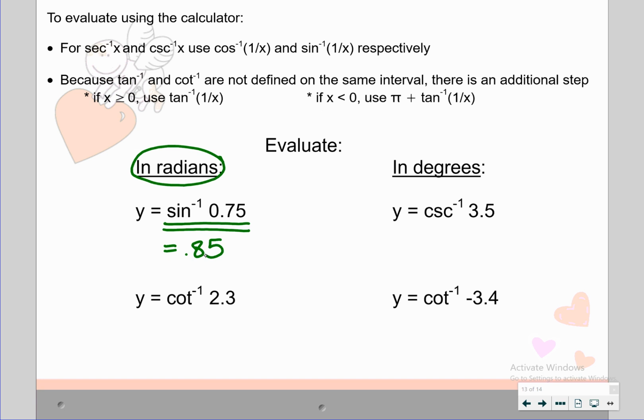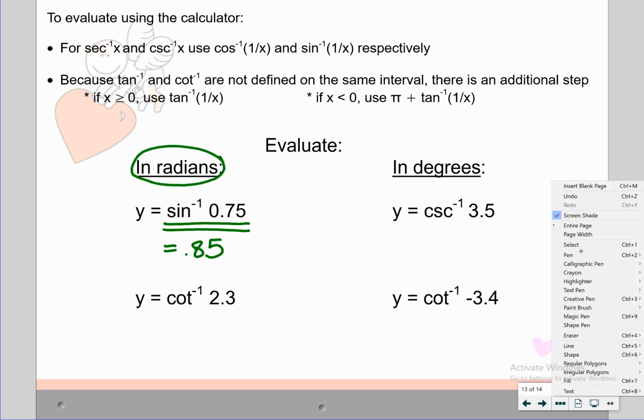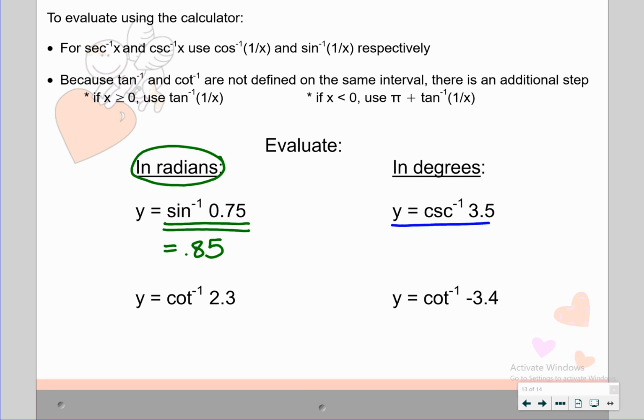Okay. Let's say I want an inverse. Let's go over to this one actually, because cotangent's special. Inverse cosecant or inverse secant, these are going to work the same way. This problem I want an answer in degrees, so I'm going to go ahead and flip my mode real quick.